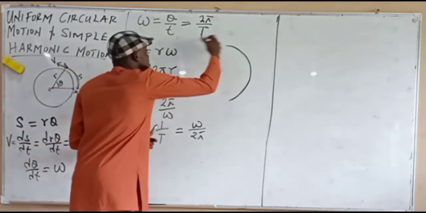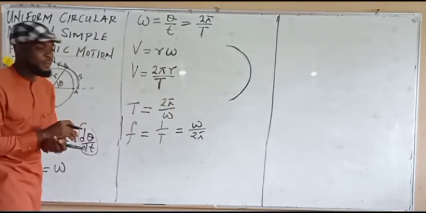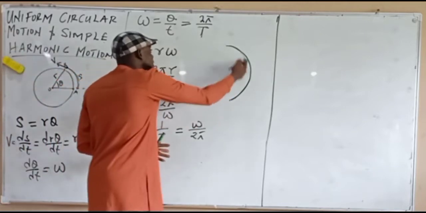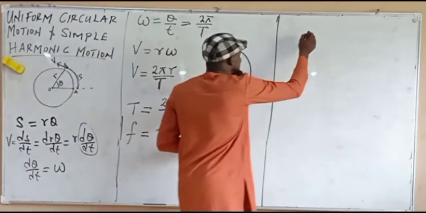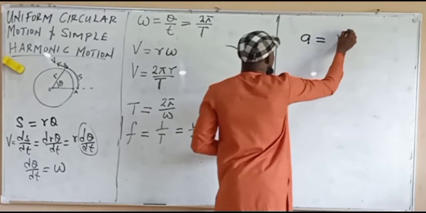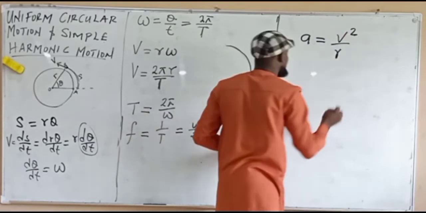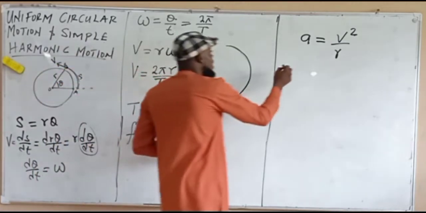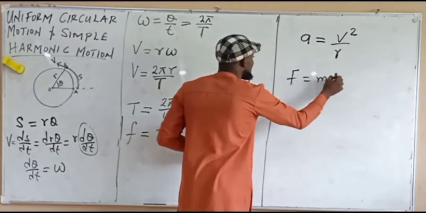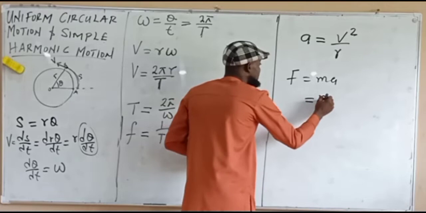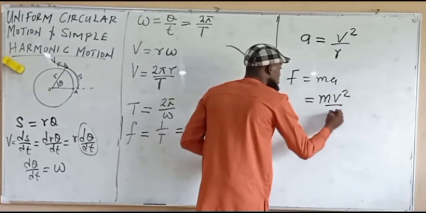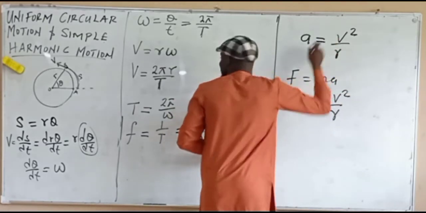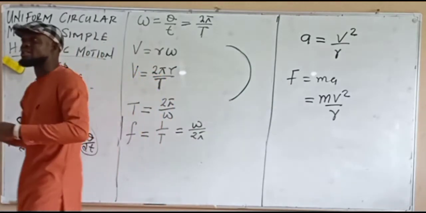So the centripetal force gives us the centripetal acceleration. The centripetal acceleration of the body moving along this curve is denoted by a = v squared over r. Therefore, force is equal to ma, so the centripetal force will be m v squared over r.